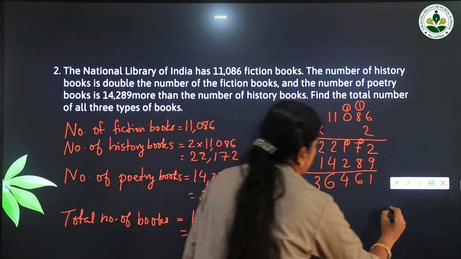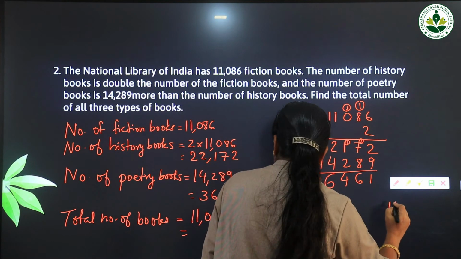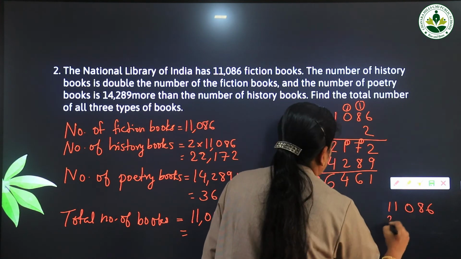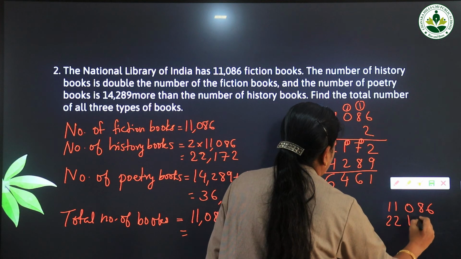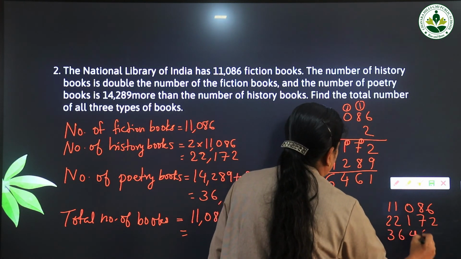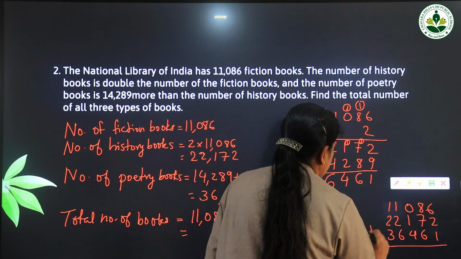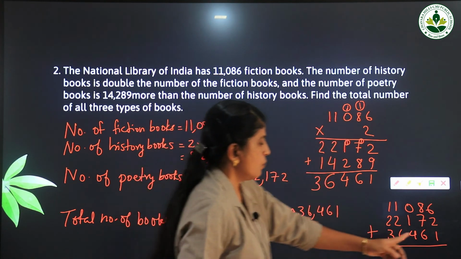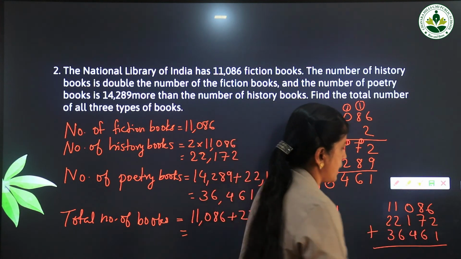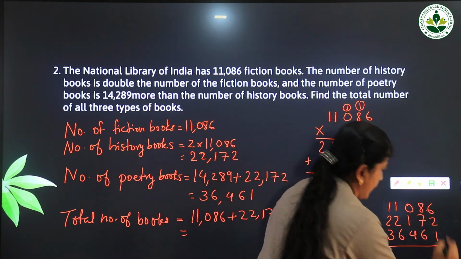That is 11,086, 22,172 plus 36,461. Add these numbers. That is 1 plus 2. 1 plus 2 is 3. 3 plus 6. 3 plus 6 is 9.